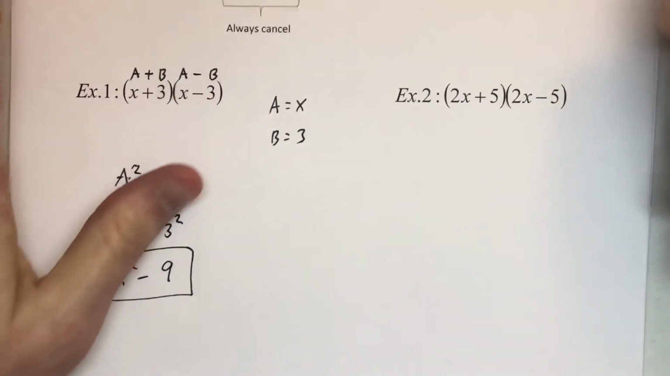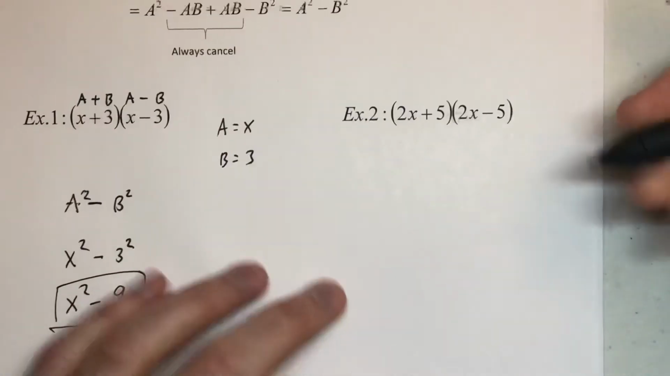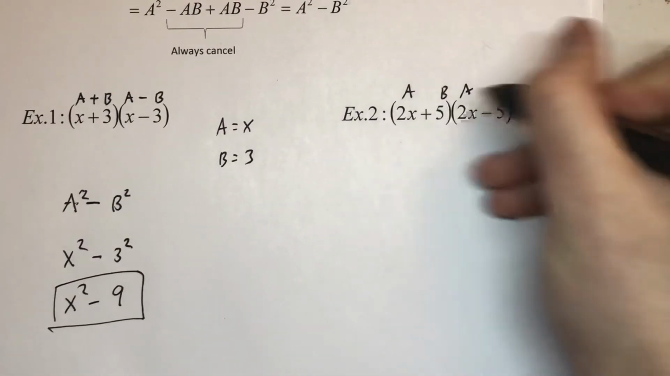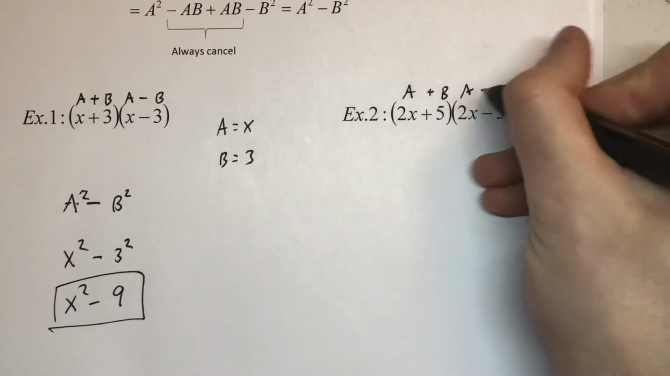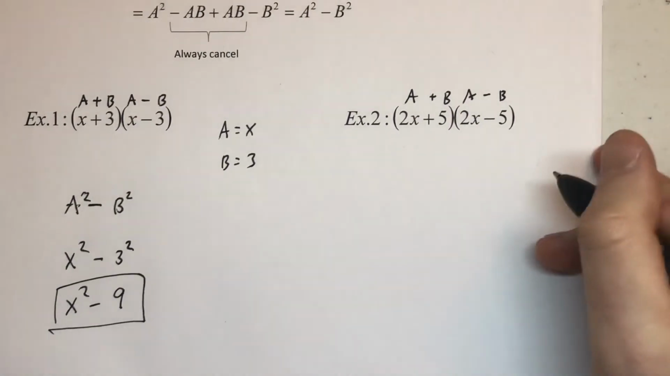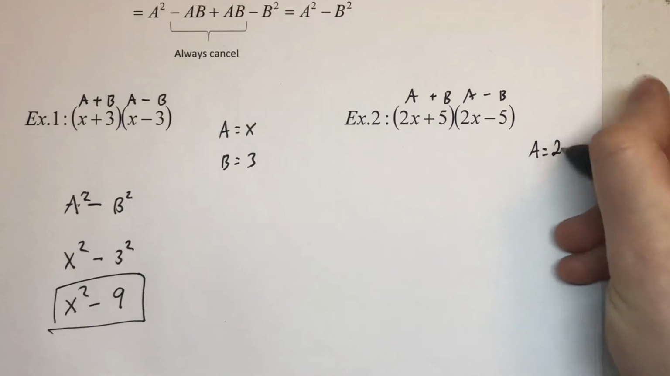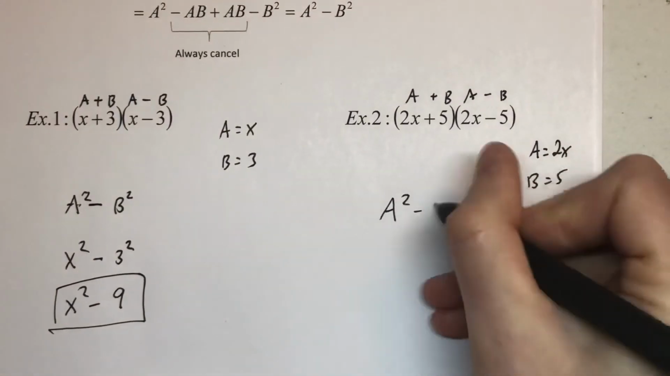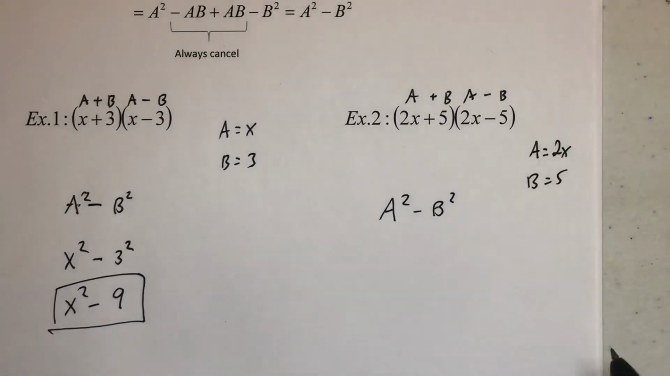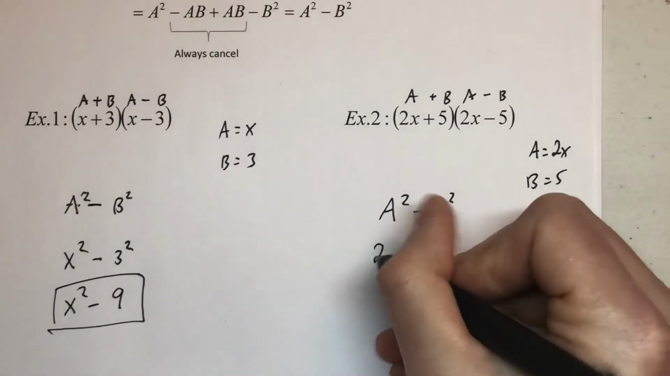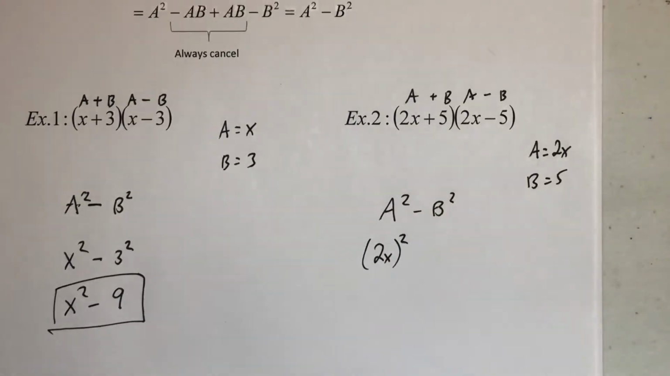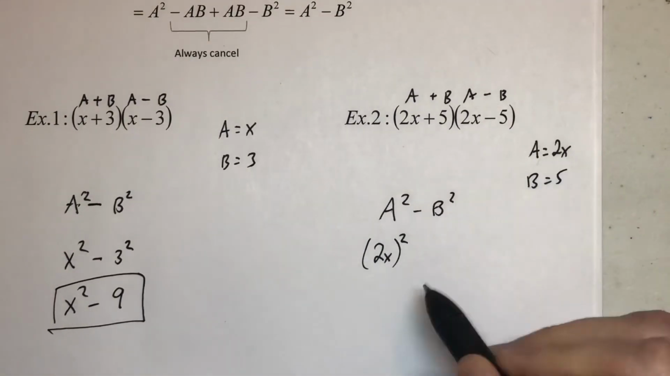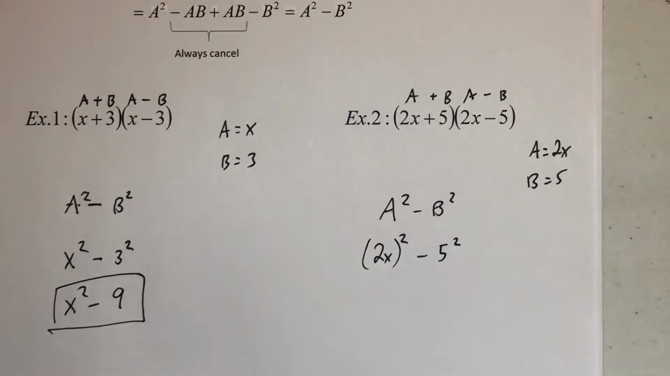Okay? So one more example of that. Again, just reinforcing this pattern. We've got those are the same for A, those are the same for B, one's a plus and one's a minus. So in this case, A is 2x and B is 5. And so if we go to fit them into our formula, A squared is 2x. Now here, be careful, absolutely have to use parentheses here. Square A, square all of 2x, and square 5.